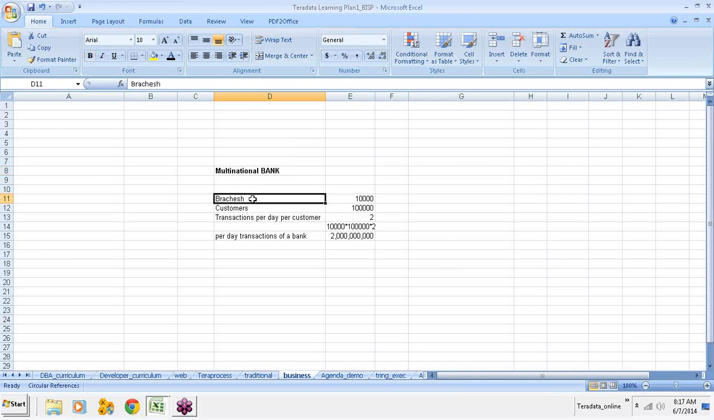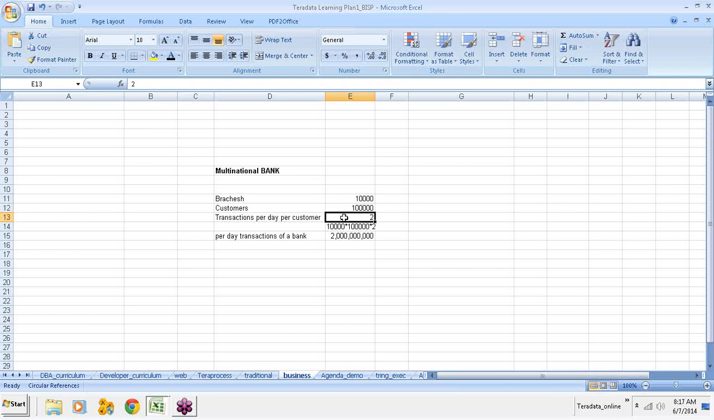So here let us consider a bank of having 10,000 branches across the globe. It is a multinational bank, so it has operations and services across the globe. So let us take a bank of having 10,000 branches, and let us suppose each branch has 1 lakh customers, right? And how many transactions per day a customer would do in general.